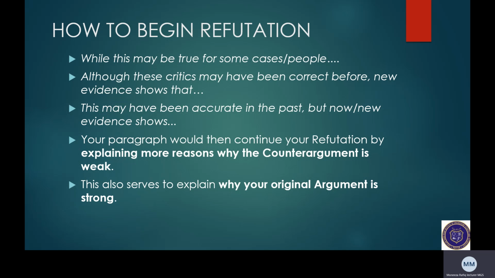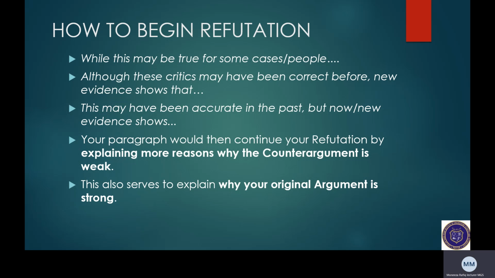Now, once you've explained that counter argument, now you're going to begin to refute it or reject it. So you would start your sentence with phrases like this. While this may be true for some people, and so on and so forth. And then you could say, although these critics may have been correct before, but now new evidence shows this. Or this may have been accurate in the past, but now this is how it is. Then you would continue on in your refutation by explaining more reasons why this counter argument is weak. In this way, you would explain to your audience why your original argument is strong.